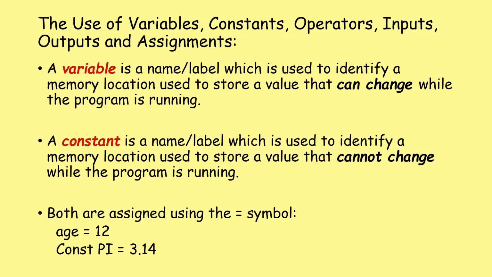Both are obviously assigned in the same way using the equal symbol. So for example, age equals 12. And then we've got an example for a constant, const pi equals 3.14. Typically, constants, you'll have that sort of const at the start in the exam to make sure you can identify that it's a constant. And typically for naming conventions, the name is capitalized, but it doesn't have to be.